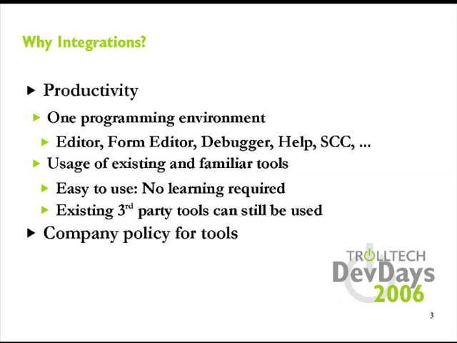Usually when you program, you have an editor where you write your code. You have a form editor or a designer to design your applications. Once you have written code, you have to debug it. Usually there are some bugs, that's why you need a debugger. You usually have help integration, or you have to look at help. You need a source control system for keeping track of your files.